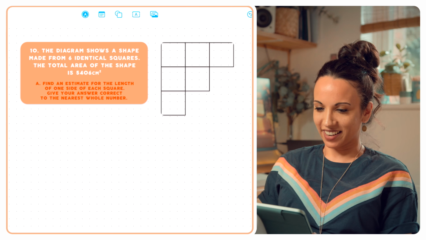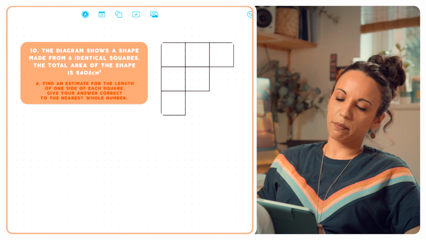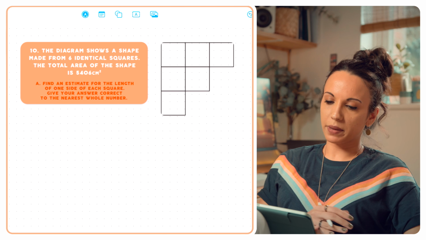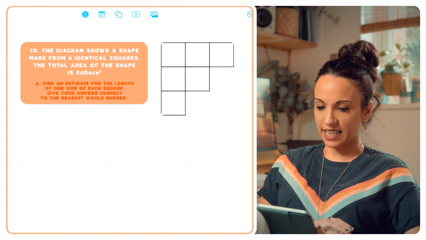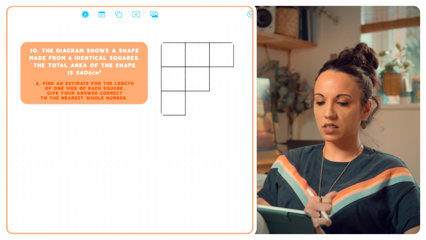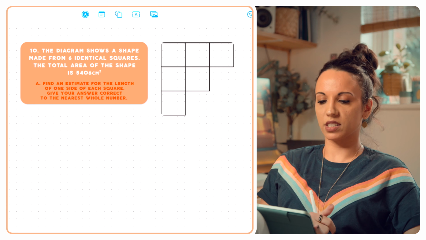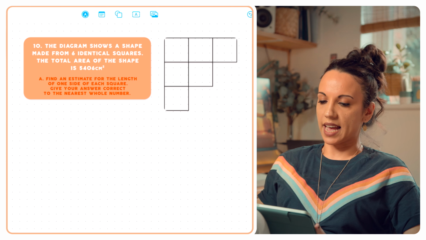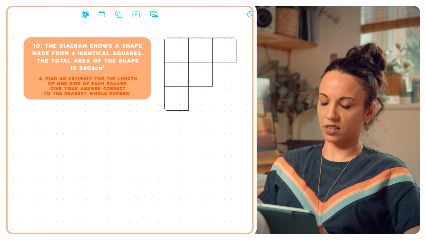Okay, question 10. The diagram shows a shape made from 6 identical squares. The total area of the shape is 5,406 centimetres squared. Find an estimate for the length of one side of each square. Give your answer correct to the nearest whole number. So it's telling us it wants us to estimate here. It doesn't want an exact answer.